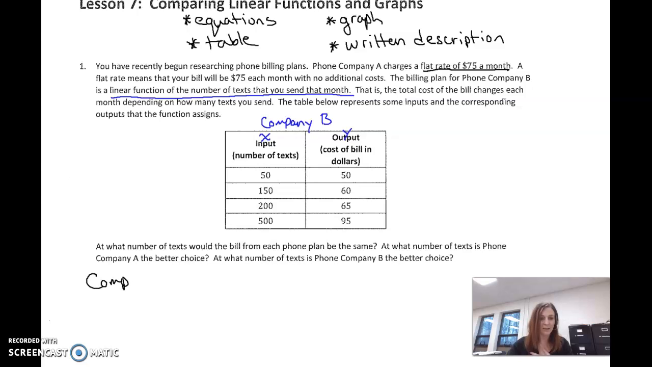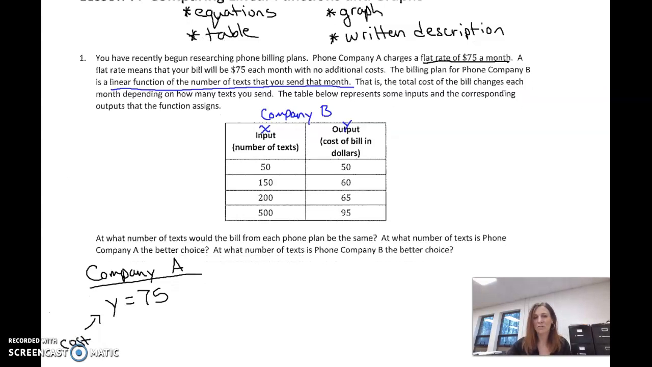Company A is really easy. Our outputs here, the number of dollars, right? Cost is going to be $75. Why is cost $75? Because it says right here, you're paying $75, doesn't matter what, okay? But company B, we need to figure out their equation. We already have an equation for Y. We're not multiplying by any X values because it's not changing. It's staying constant. $75 no matter what.